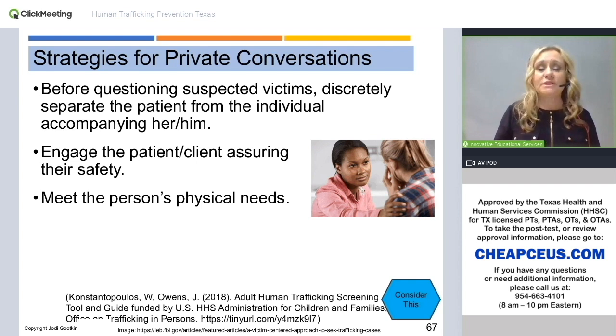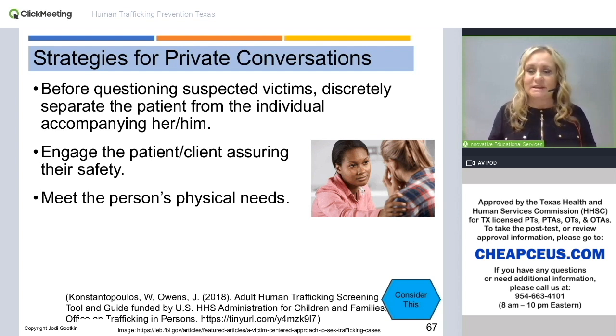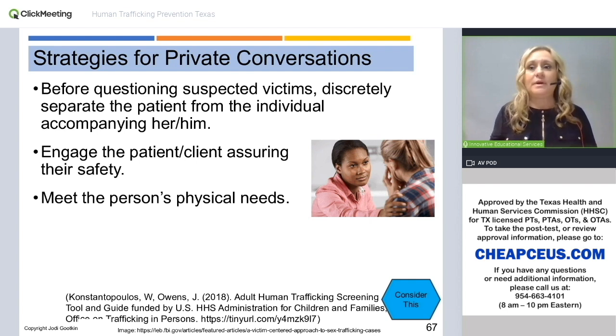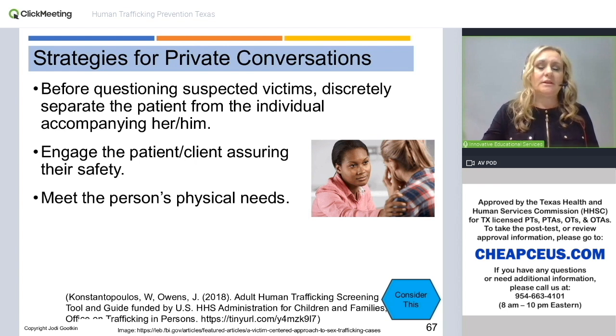Make sure that you address their physical needs. They're being deprived of the most basic life necessities and kindness. By just offering a drink, give them some power, let them pick where to sit in the room. Those little gestures can go a long way to showing the person that you truly care, and it might let them feel comfortable that they can open up to you.